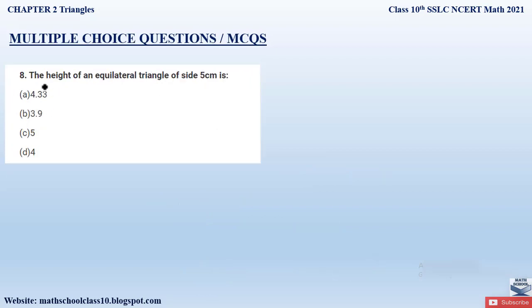Question number 8, the height of an equilateral triangle of side 5 centimeters. So we have an equilateral triangle. In an equilateral triangle, all the sides length will be equal. So since they have given us 5 here, all the three sides will be equal to 5. So how can we find out the height? By drawing a perpendicular from a vertex to a base of a equilateral triangle.